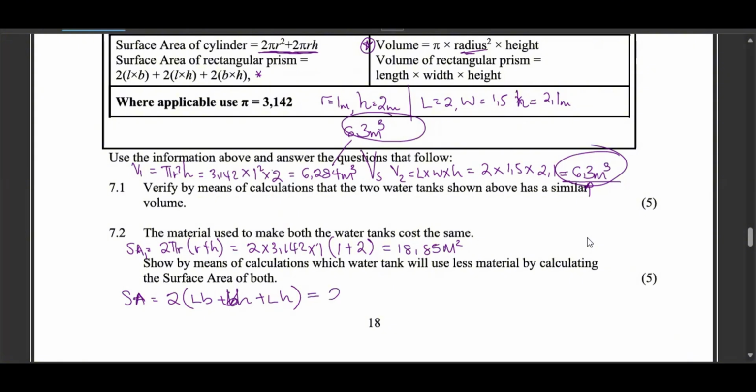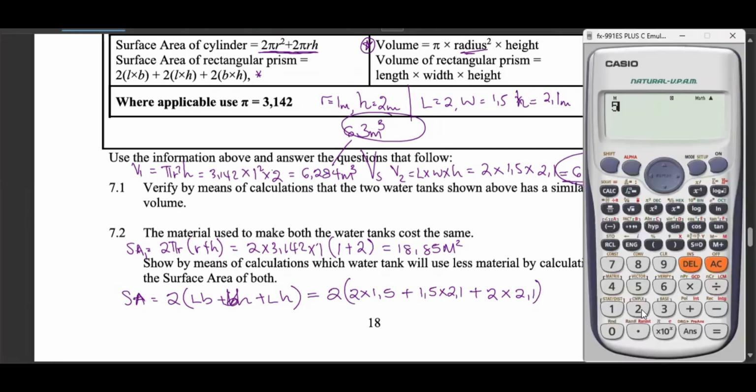So I go on and substitute. I open my 2. LB simply means length times breadth, which is 2 times the width here, it's the breadth there, 1,5 plus BH. BH is the same as width times height, which is 1,5 times 2,1 plus again my L, it's 2 times the height, which is 2,1. Having done this, I'm good to go. I'll go to the calculator and substitute it in.